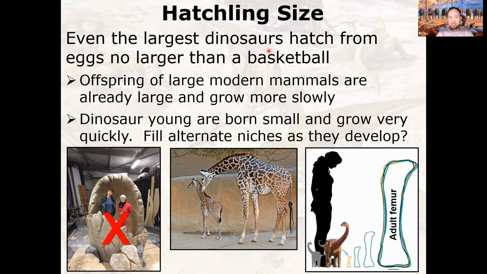But the thing that's interesting is that even the largest dinosaurs, so remember, these are the largest land animals ever on the face of the earth, like these massive sauropods in the background here, the babies are pretty small. So every single dinosaur that you can think of, from the tall and the small, they all hatch from eggs that are no larger than a basketball.